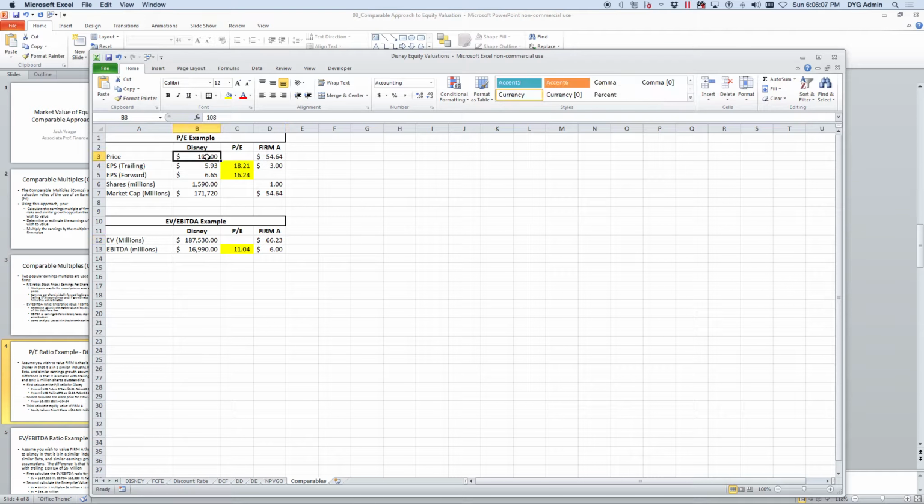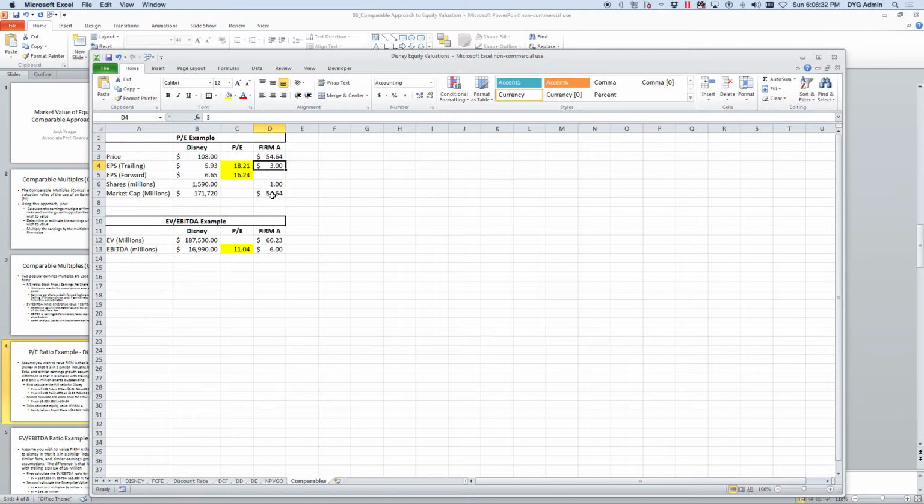And so $108 a share. Here's our earnings per share. And all I did was take the price divided by each of those earnings. We get two different PE ratios. We want to know which of those PE ratios to use for firm A. Well, firm A only has trailing earnings, so we'll use the 18.21 with it.